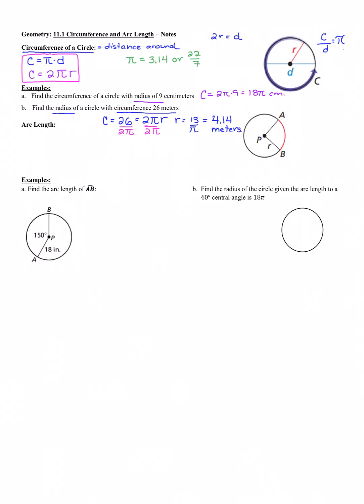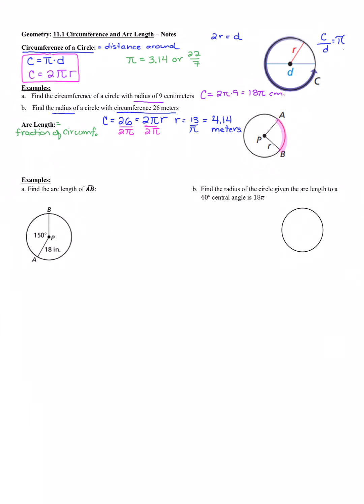Okay? All right. This next example is about arc length. That's not an example, next concept. So arc length is if I'm just looking for not the whole circumference, but just a fraction of the circumference, which is exactly what arc length is. Arc length is just a fraction of the circumference.